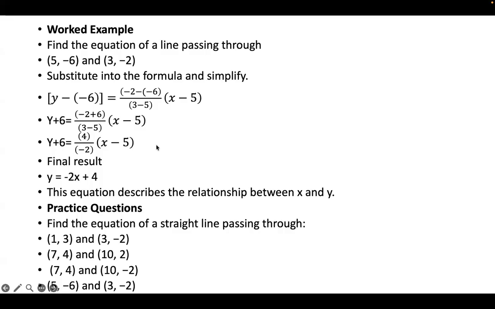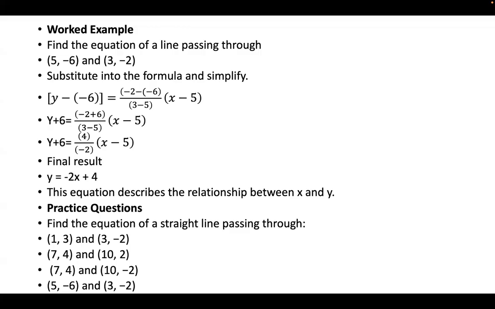Sir, I think what Bismarck is saying is that you see Y plus 6 is equal to 4 over negative 2, times X minus 5. Are we cross multiplying the 2? No. Listen. Let me make it simple for you. 4 over negative 2 is what? 4 over negative 2 will give you negative 2.